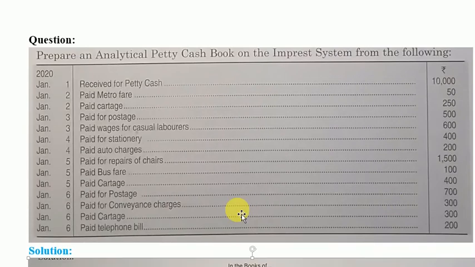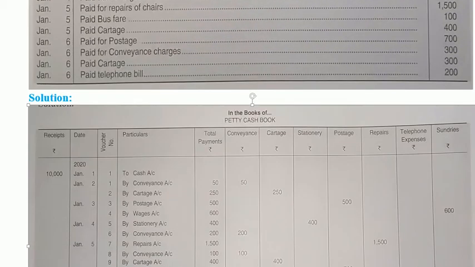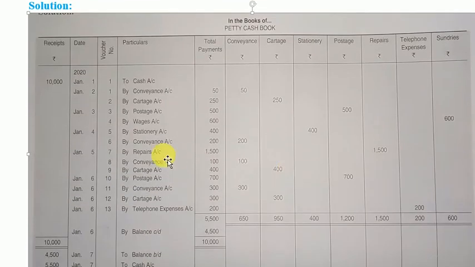And now proceed towards another transaction, that is January 4th, paid auto charges worth rupees 200. So again we can show this transaction here also with an entry of January 4th by conveyance rupees 200, and these expenses of auto charges will be recorded in the conveyance column of rupees 200 here.